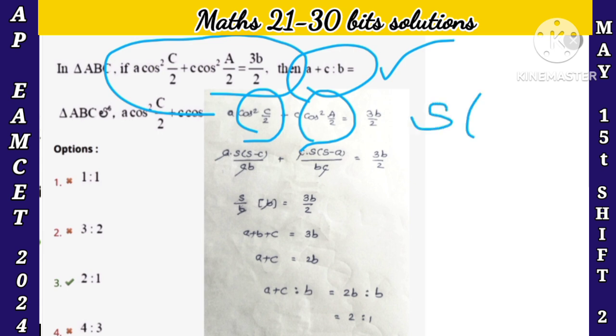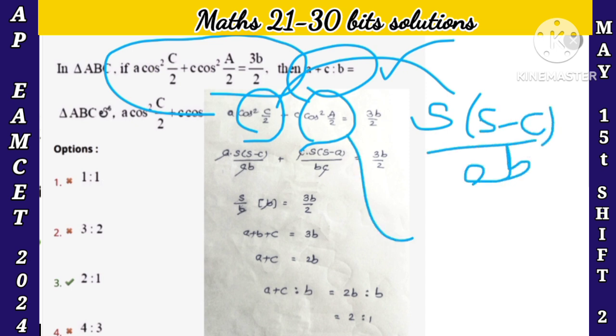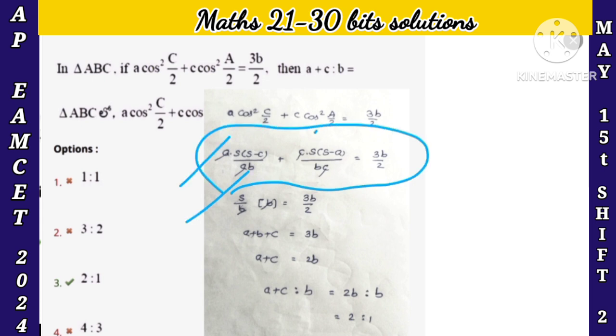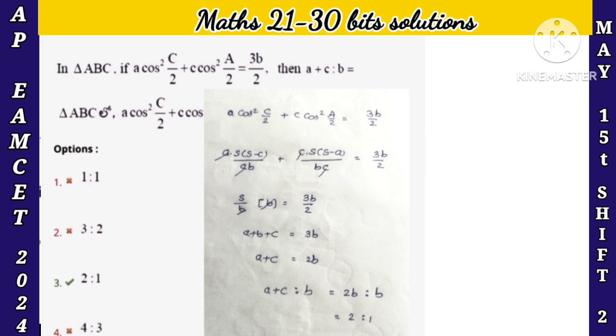What is the cos square C by 2 formula? S into S minus c by ab. And what is the cos square A by 2 formula? S into S minus a by bc. Okay, now substitute the two formulas here in the question. Then here a gets cancelled, c gets cancelled. Now taking the common terms, what are the common terms in this equation? S by b.